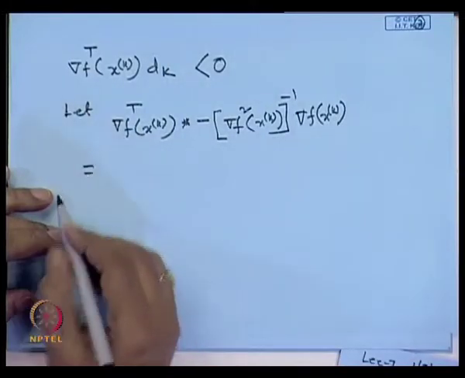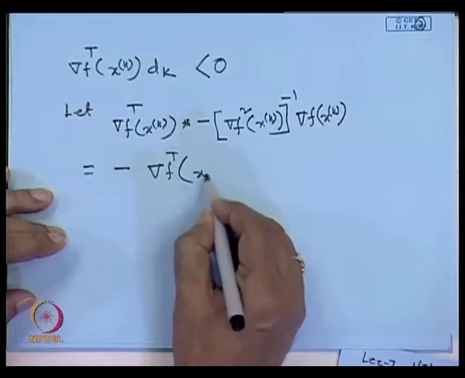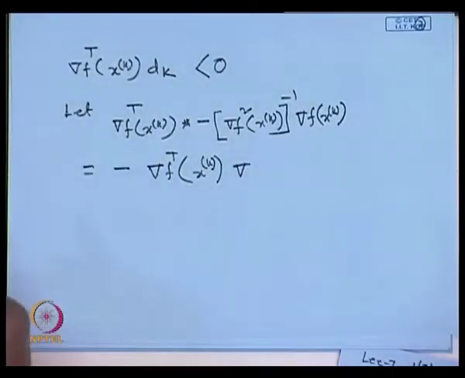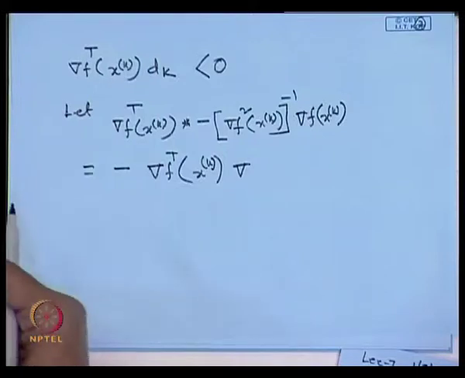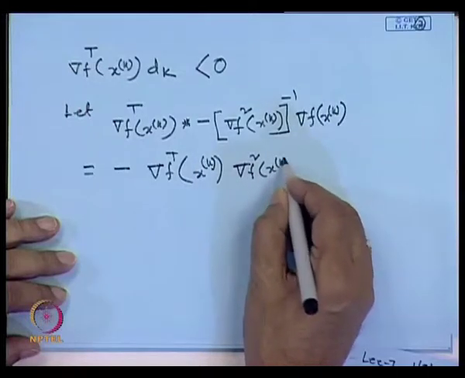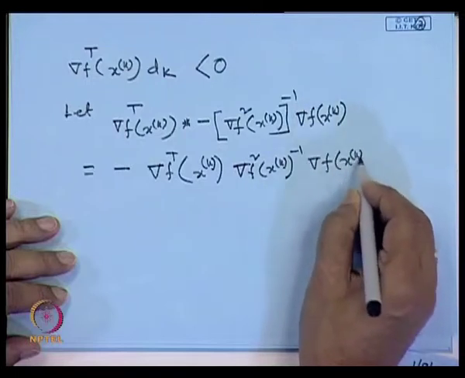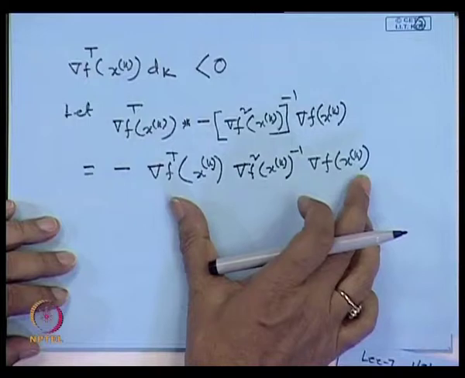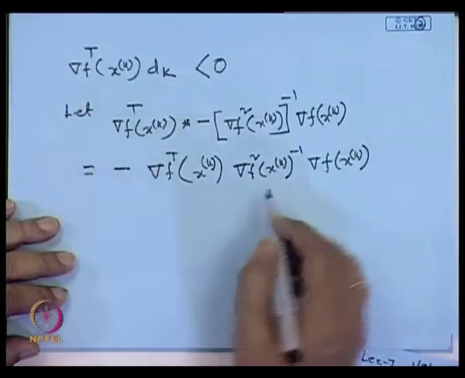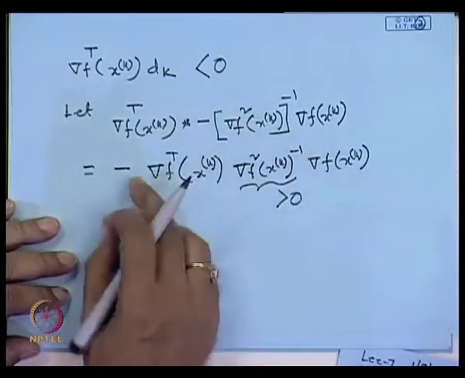Let us see what this is. The minus sign, then delta f transpose of x superscript k, the inverse of the Hessian del square f of x superscript k, times delta f of x superscript k. Now see, this is a quadratic form. It will be negative when the Hessian matrix is positive definite; only then will this be negative.